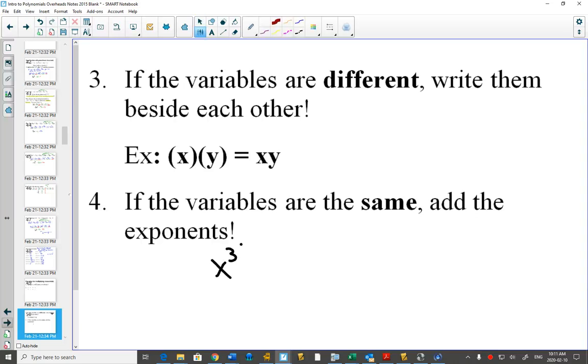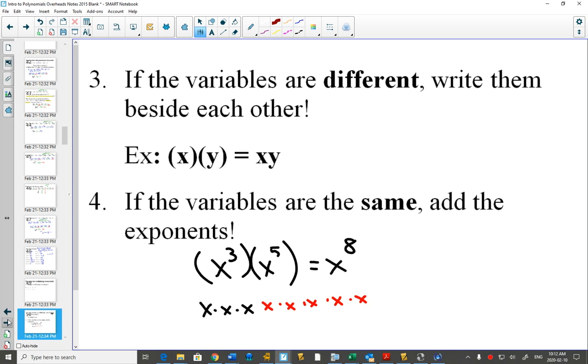If I have x cubed times x to the 5, exponents are repeated multiplication. This would be x times x times x, and this one would be x times x times x times x times x. In the end, we would have 8 x's all multiplied by each other. We could do this quicker if we think about it and say, hey, the shortcut is that I need to add the exponents. Because this means I have 3 of them multiplied repeatedly, and here I have 5 repeated multiplications. So in the end, I'm going to have 8 repeated multiplications.